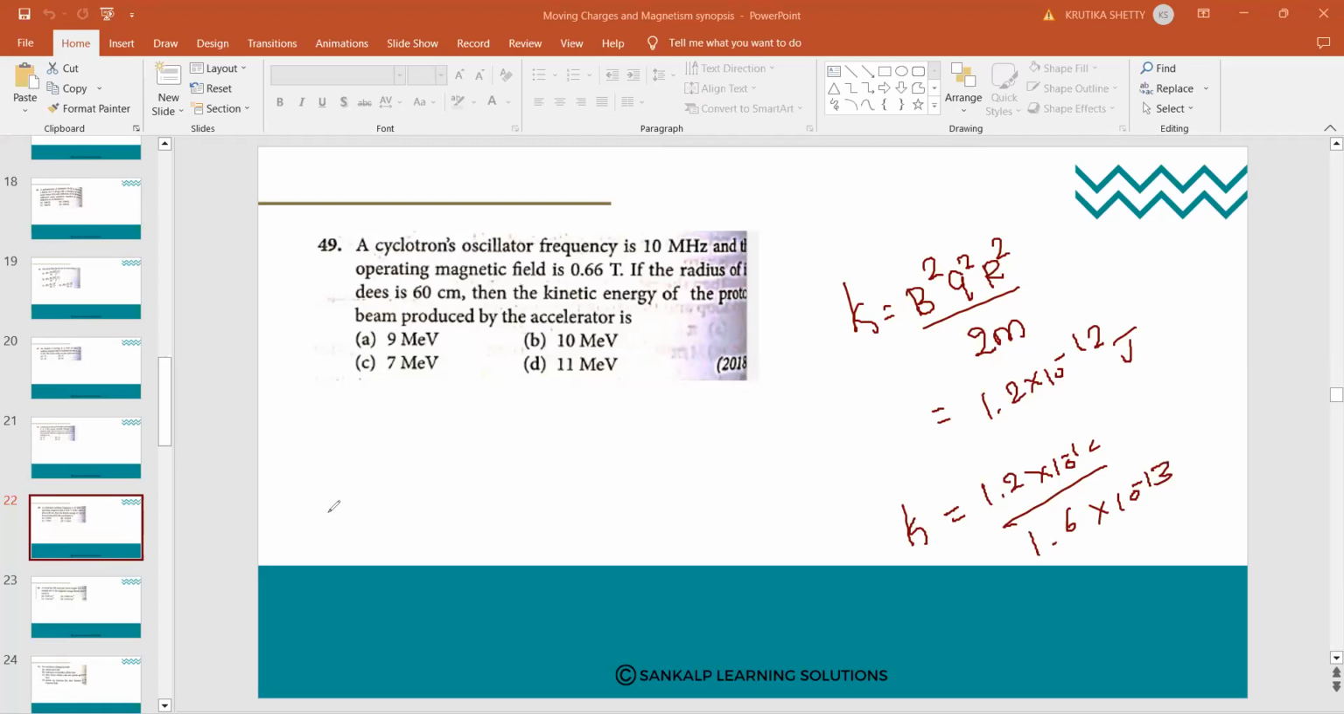Because here 1 electron volt is equal to 1.6 into 10 raised to minus 19.